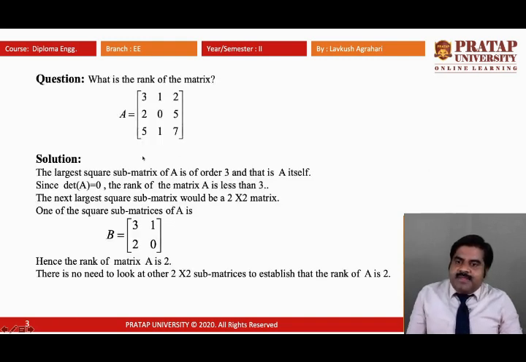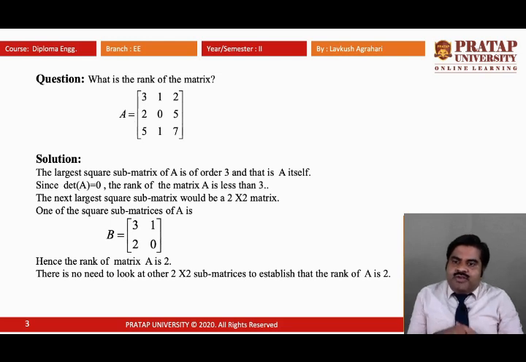Another example, another matrix of order 3 cross 3 is given and the largest square submatrix of A is of order 3 and it is itself. If we calculate the determinant of this matrix, we can say the determinant of the matrix A is 0. Then we can say that the rank of the matrix could not be 3. It can be less than 3.